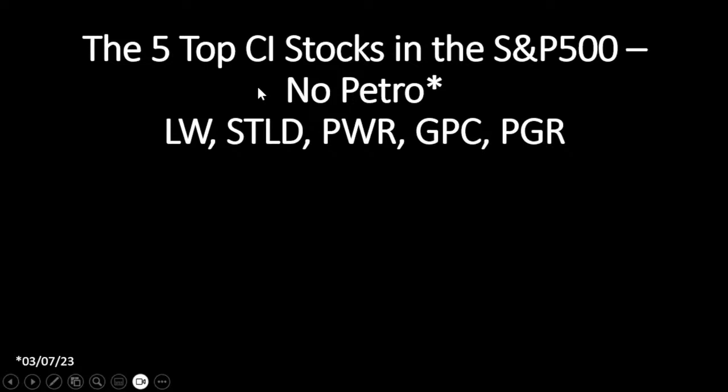CI is on a 0 to 2 scale. So I'm looking at CI stocks of 1.6, 1.7, 1.8. That's really generally what you get when you sort a list of 500 stocks or so by CI. Those are the best stocks based on that indicator.